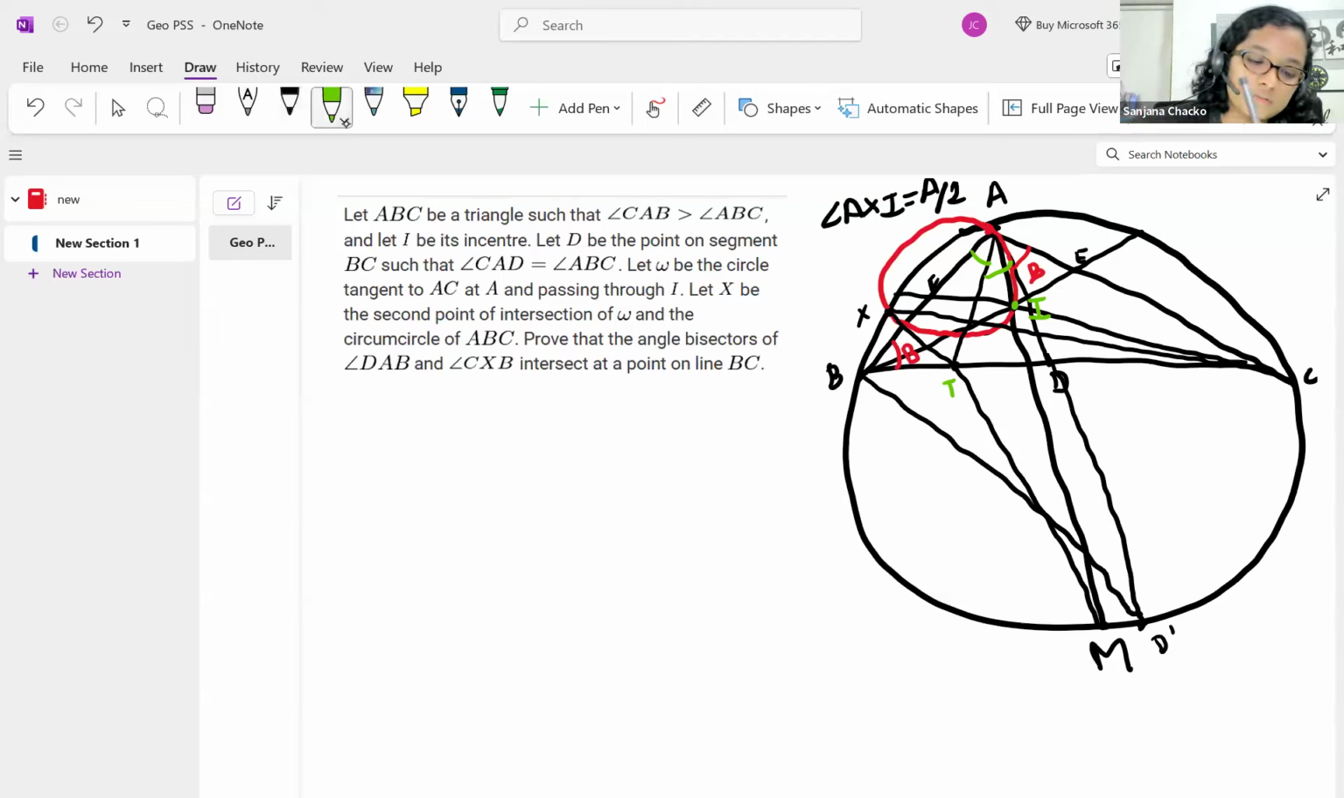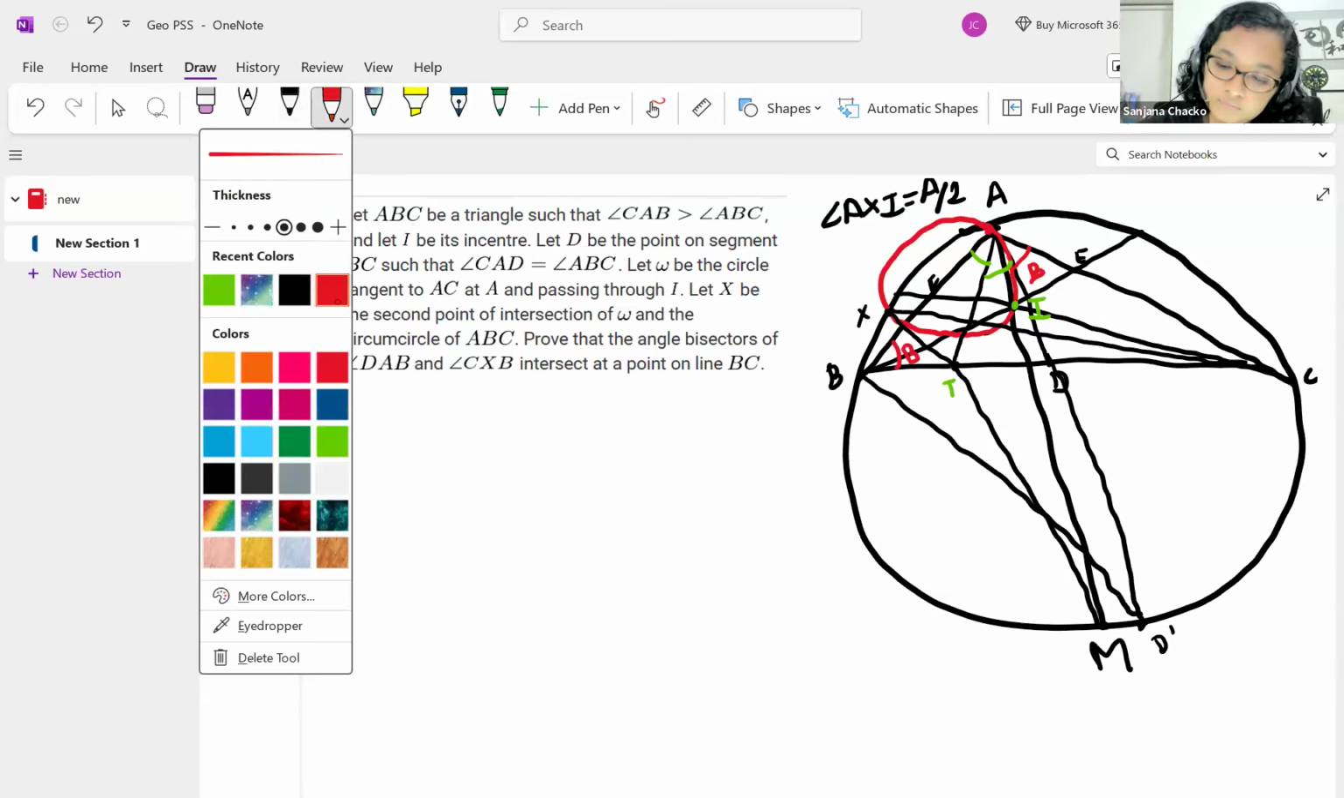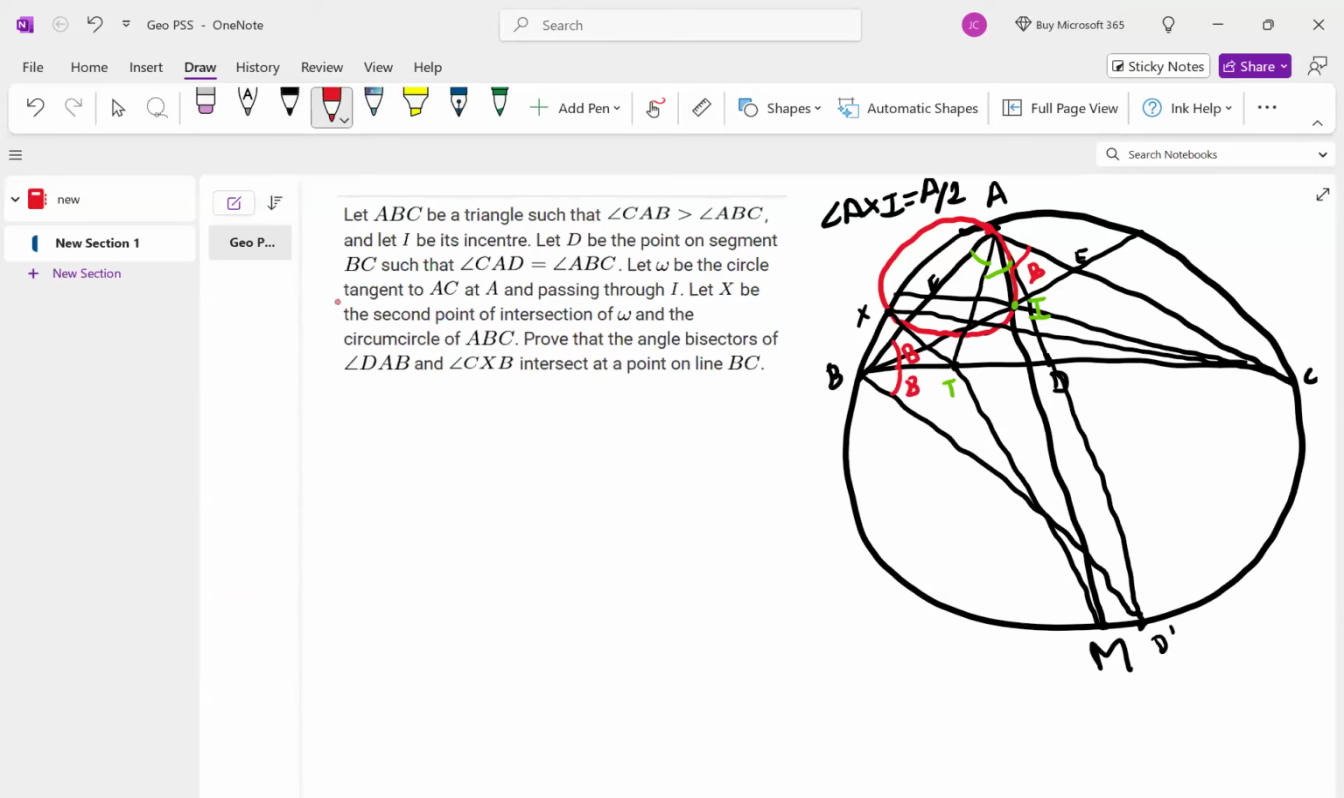Yes, so we would get another angle bisector here. So then T would have to be the incircle of this, right? Yes, ABD prime. That is true.